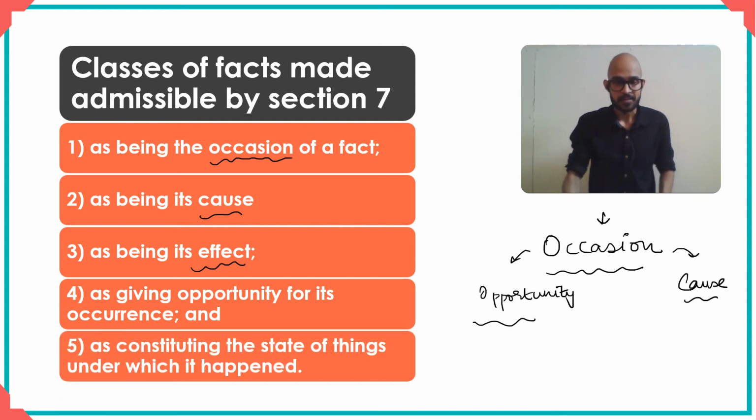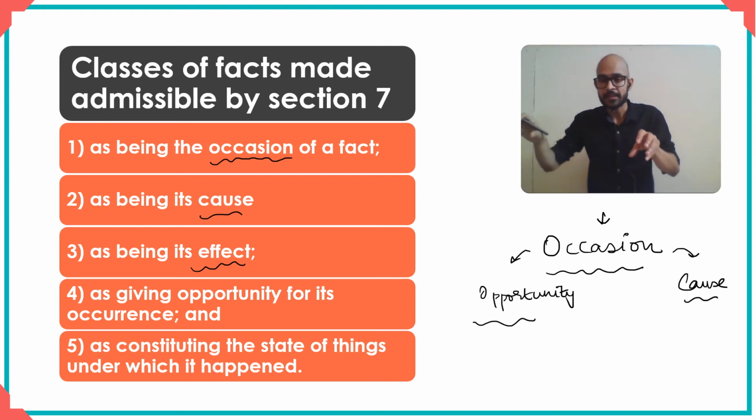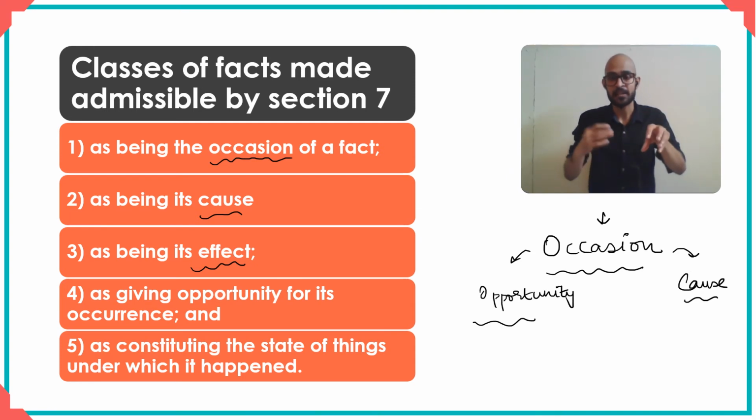And then finally, something which tells you about the state of things, right? So the state of things that were there, and those state of things when you compare it with the fact in issue or relevant fact, right? So when you see the relationship, the fact that is to be made relevant under section 7, that fact reflects a state of things, right? To understand this, let us look at the illustrations to section 7. You should get it by the end of it.